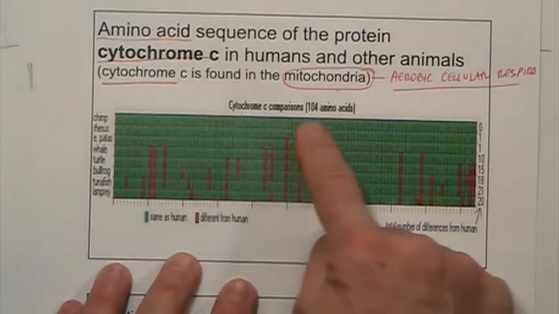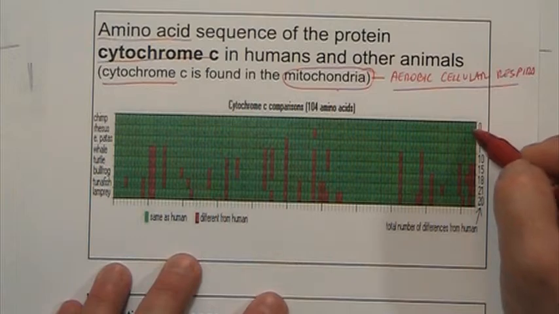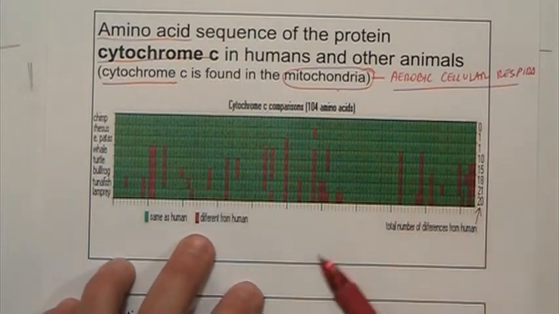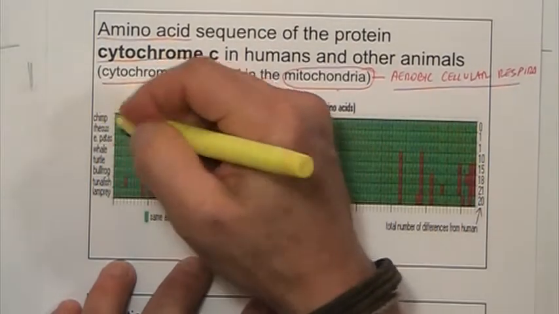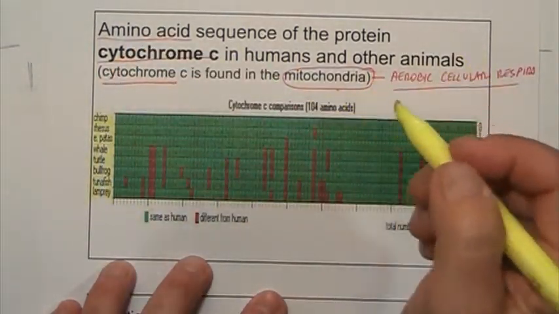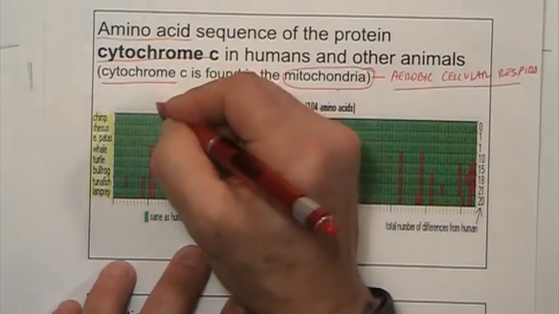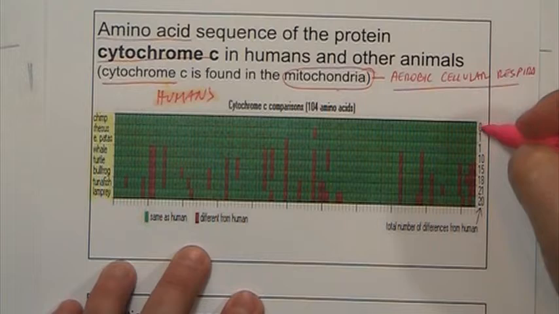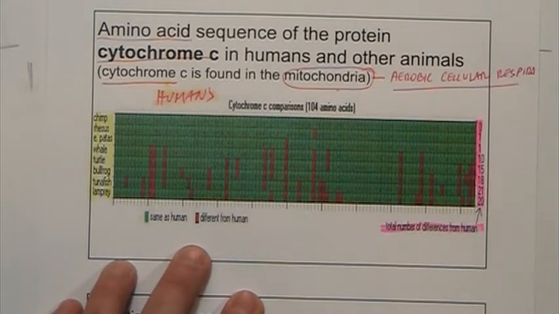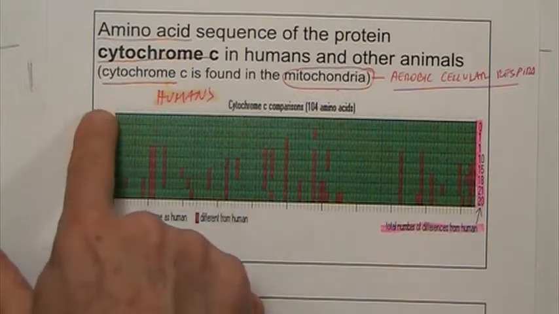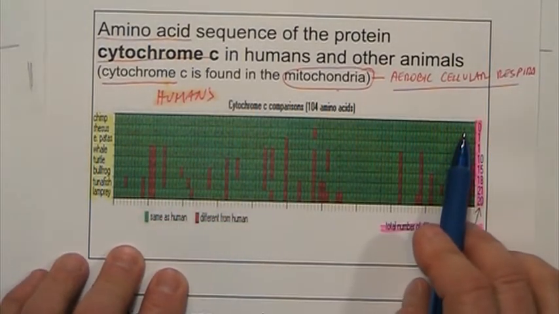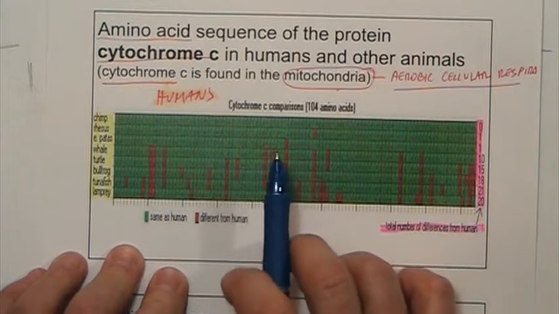Alright? Now, if you look inside, there are little letters. These are the abbreviations for the amino acids. Here we are comparing all these organisms to humans. Right here, you have the number of amino acids that are different between humans and each one of these organisms. If the color is green, that means that there are no differences. If the color is red, that means that there is a difference.